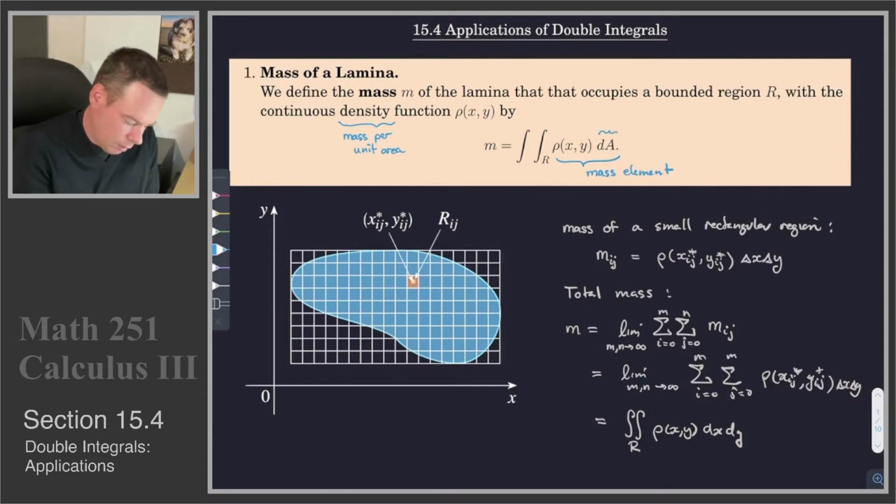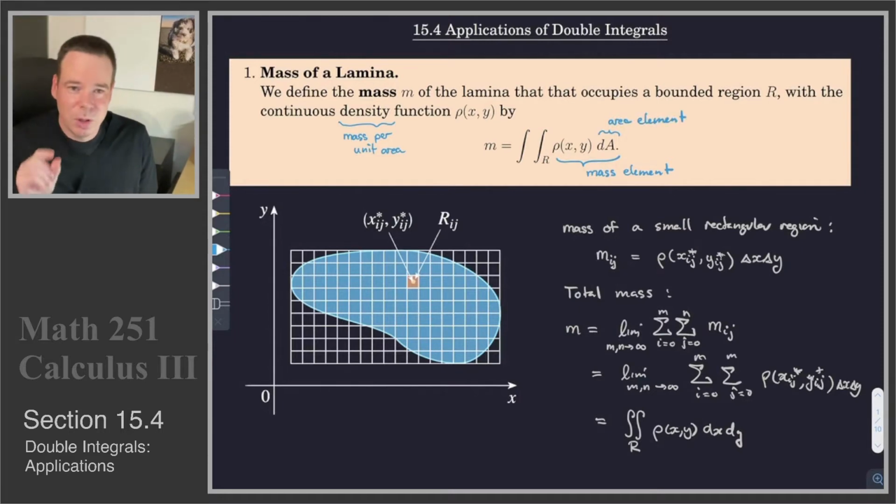Just like this is our area element. dA is our area element, the area of a tiny infinitesimal sized piece. And so multiplying by the density at a point on that piece gives us our mass element. And then we sum over all of these, but there's a continuum of them, so we're not summing over them, we're integrating over them. So integrating the mass elements gives us the total mass. So that's how we can get the mass of our lamina.